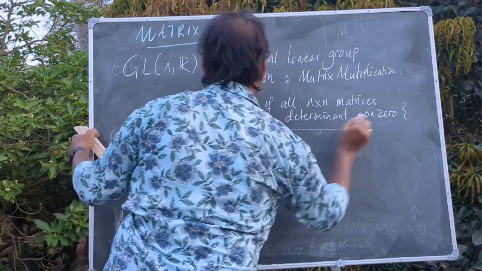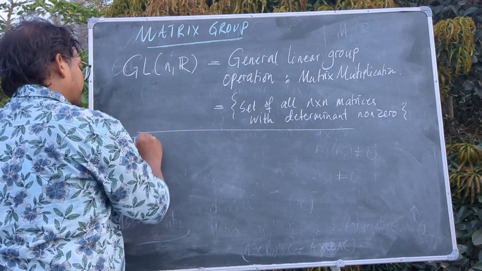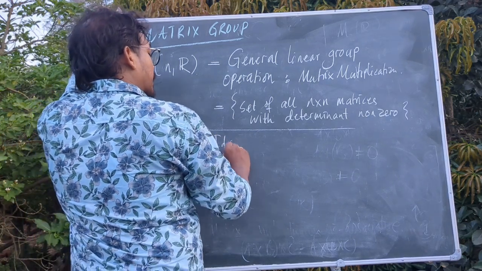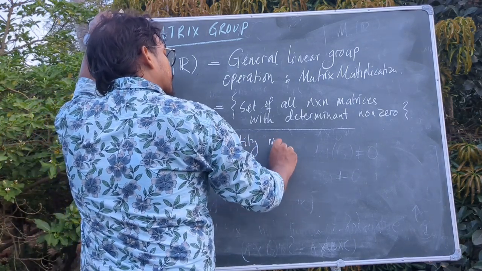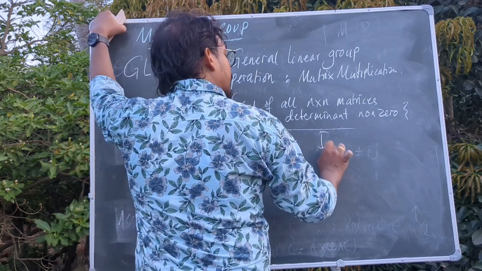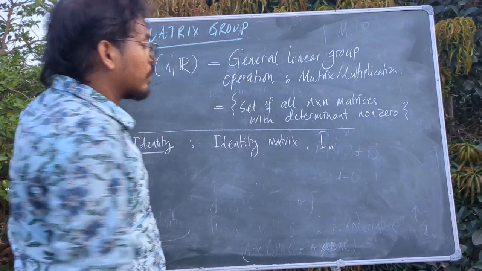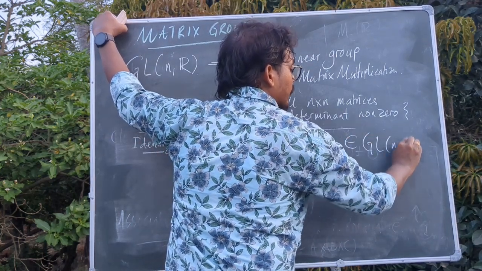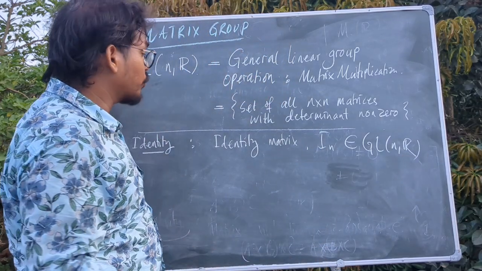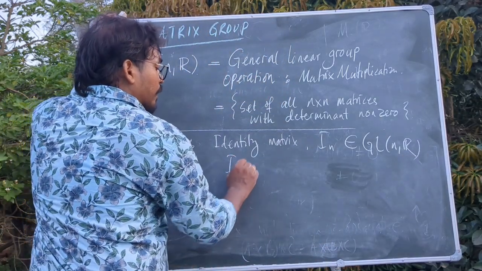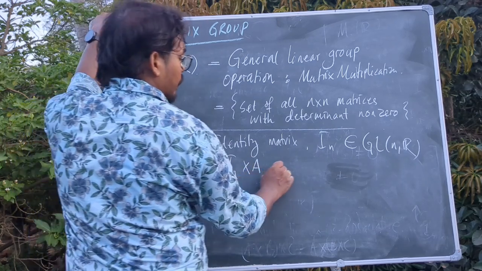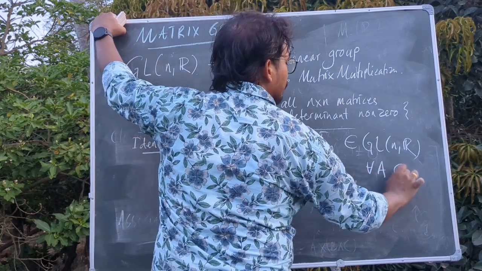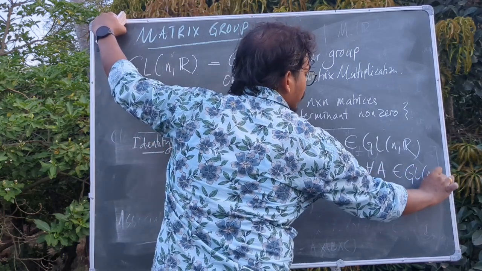And what about identity? The identity matrix I_n will work as the identity, because this also belongs to the set GL(n, R), because it has determinant 1, which is non-zero, and I times any matrix belonging to this set gives A, A times I equals A, for all matrices belonging to GL(n, R).